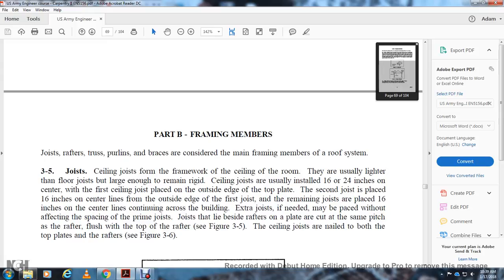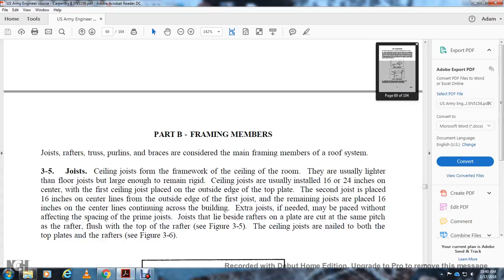Ceiling joists are usually installed 16 to 24 inches on center. The first ceiling joist is placed on the outside edge of the top plate. The second joist is placed 16 inches from the center line of the outside edge of the first joist. The remaining joists are placed 16 inches on center, continuing across the building. Extra joists, if needed, may be placed after spacing the prime joists.